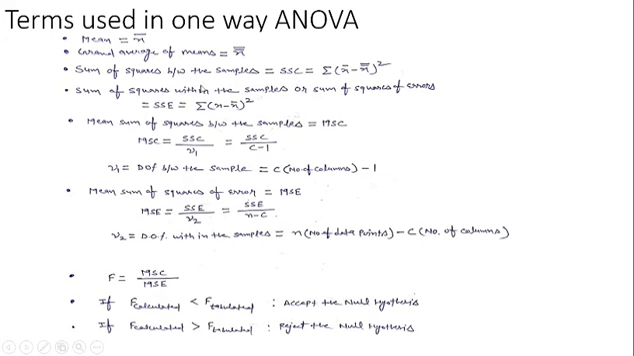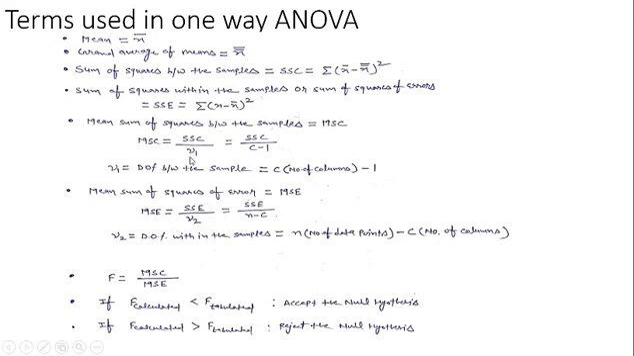The sum of squares between the samples is known as SSC, which is equal to the summation of (x bar minus x double bar) whole square. The sum of squares within the samples, or we can say the sum of squares of errors, is denoted by SSE, and is equal to the summation of (x minus x bar) whole square.